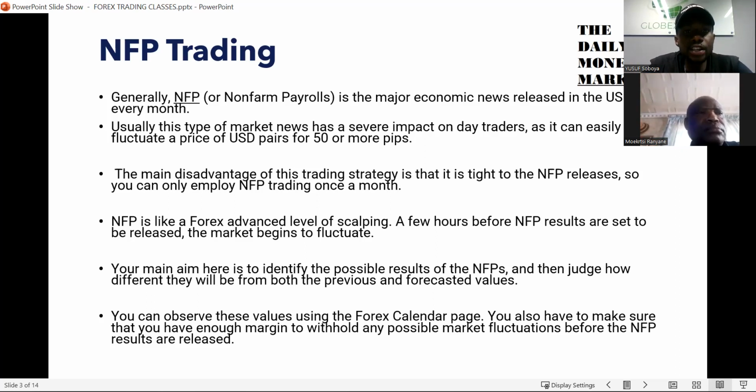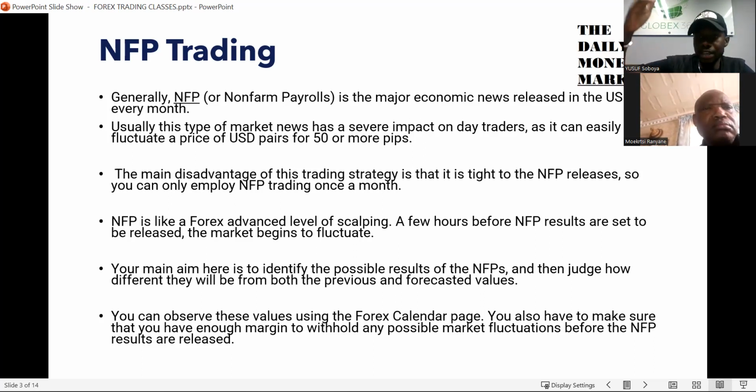The main disadvantage of this trading strategy is that it is tied to the NFP release, so you can only apply NFP trading once a month. If you want to collect, let's say, 50 pips at once, you prepare yourself. You say, I'm going to trade NFP. You put your money in. You analyze the whole month, how the dollar is actually performing.